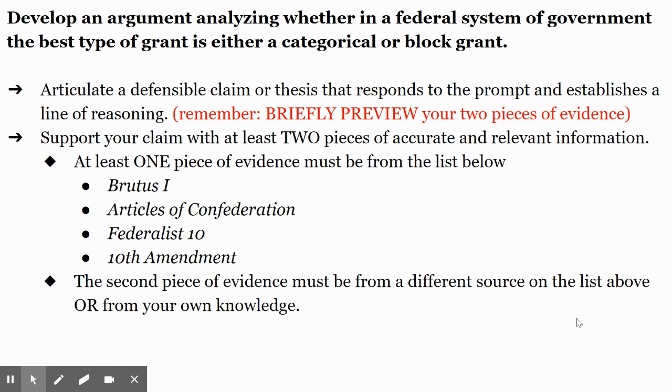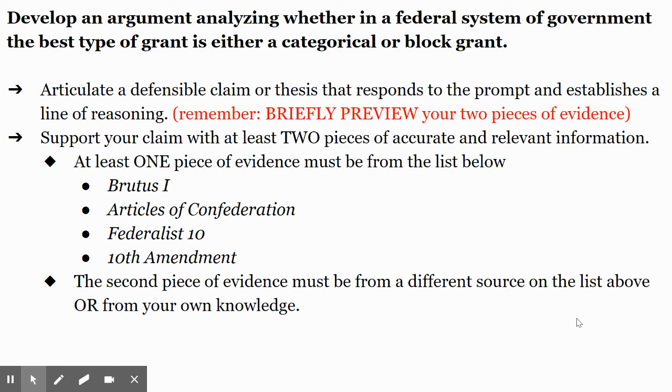Support your claim with at least two pieces of accurate and relevant information. At least one piece of evidence needs to come from the list below: Brutus 1, Articles of Confederation, Federalist 10, 10th Amendment. A second piece of evidence must come from a different source on the list or from your own knowledge. Remember, you cannot use the same piece of evidence twice and count that as two pieces of evidence. It has to be a separate, different source. So you decide right now what you're going to do.